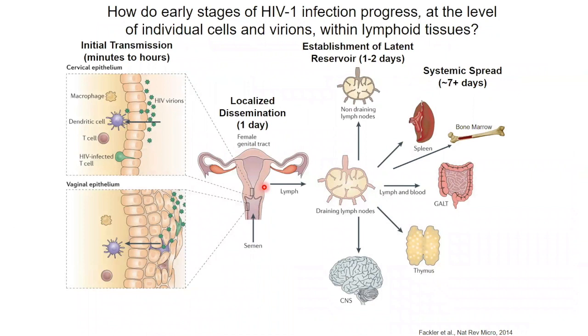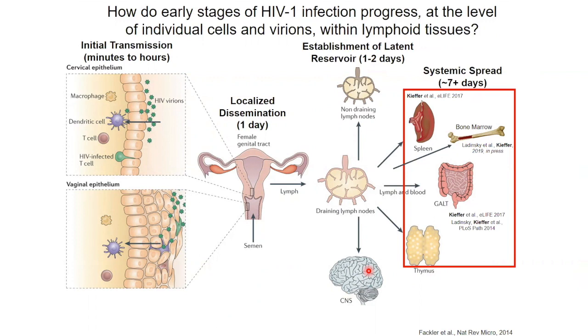My lab has been interested in studying how the early stages of HIV infection progress at the level of individual cells and virions in lymphoid tissues. We're interested in all aspects of transmission, from the initial transmission event across an epithelial cell layer, to localized dissemination in the genital tract or other tissues, and then the establishment of a latent reservoir within 1 to 2 days after infection. From there, after establishment of the latent reservoir in the lymphatics, there's systemic spread to more or less all lymphoid tissues and other tissues, including the central nervous system. Today we're largely focusing on this systemic spread, which happens over the course of about 7 to 21 days in most infected individuals.